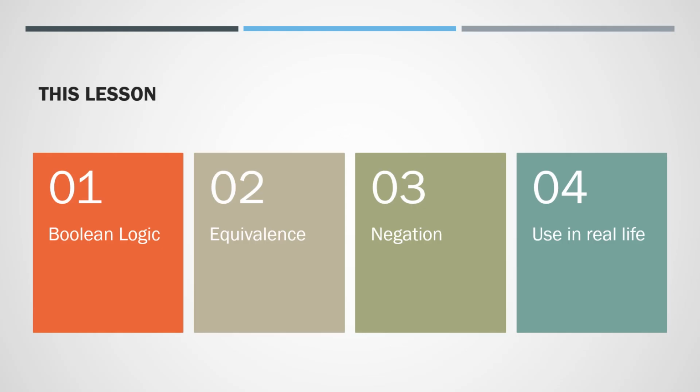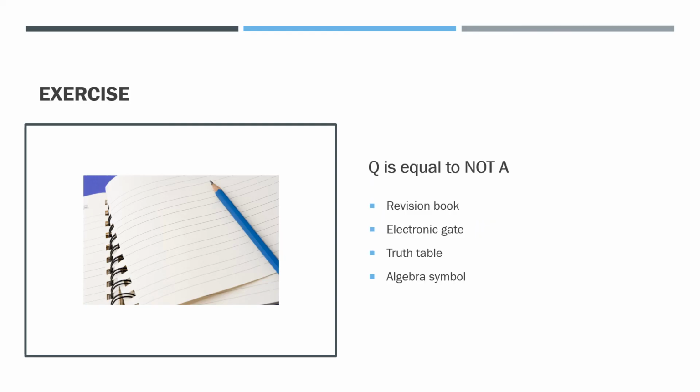So in this lesson, we've just introduced the idea of Boolean logic. We've looked at equivalence and negation and the circuits that work with those and how they might be used in real life. So as an exercise, you need to put this into your revision book. So get your revision book, right at the top, Q is equal to not A, and then represent how you would write that as a gate, as a truth table, and as a Boolean algebra symbol.